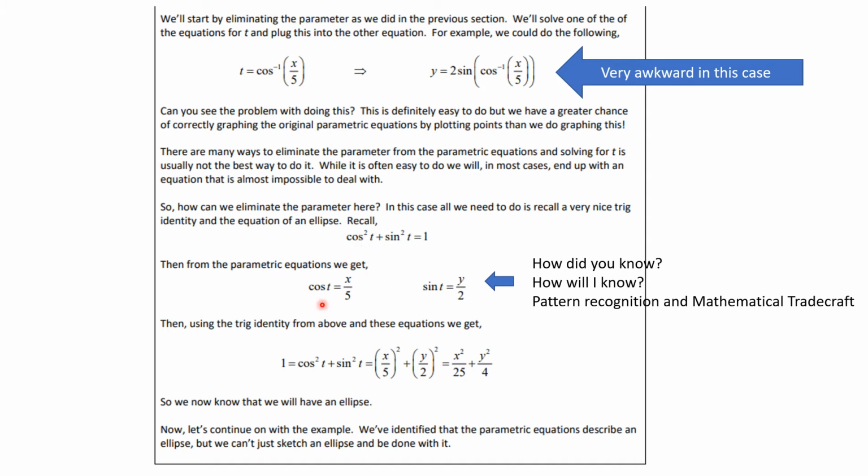So this is what we're doing. We're solving, and we're getting cosine t is this, and sine t is this. We're going to plug it into here. So you see we're going to square both sides here, and square both sides here, and set it equal to 1. When we do that, we get x squared over 5 squared plus y squared over 2 squared, which is x squared over 25 plus y squared over 4 is equal to 1.